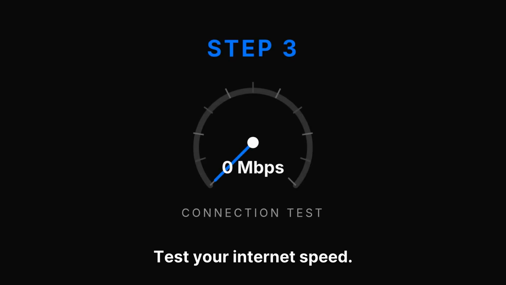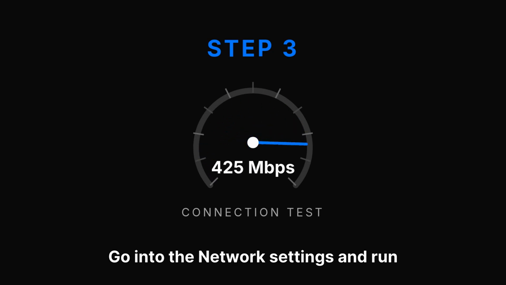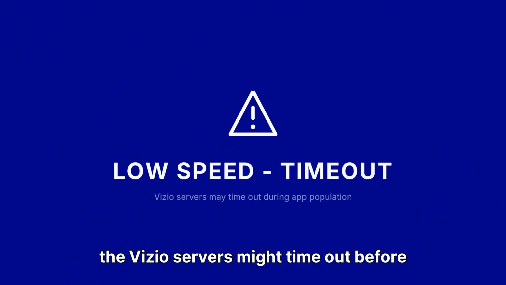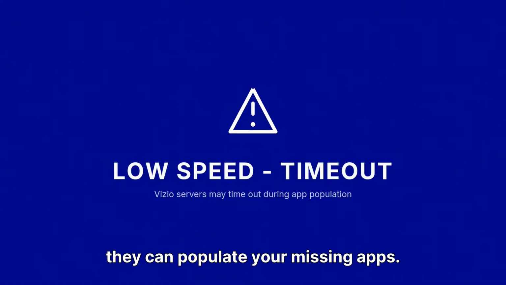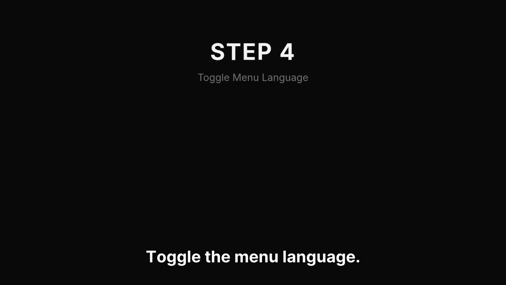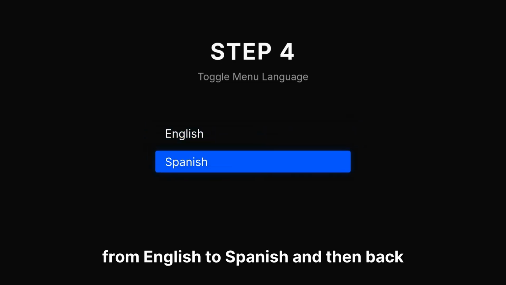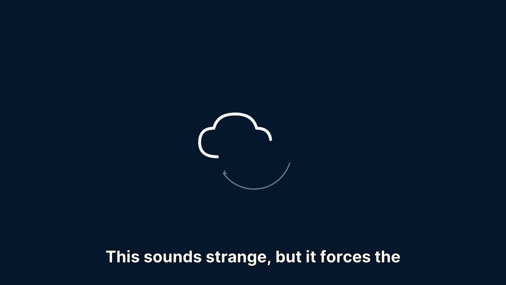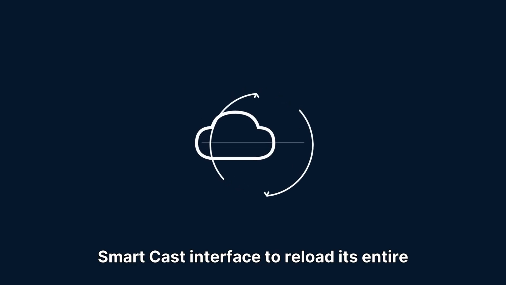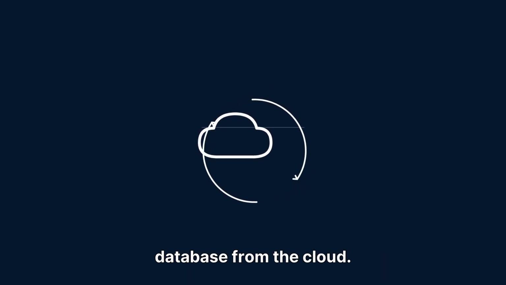Step 3. Test your internet speed. Go into the network settings and run a connection test. If your download speed is too low, the Vizio servers might time out before they can populate your missing apps. Step 4. Toggle the menu language. Go to System and change your language from English to Spanish and then back to English. This sounds strange, but it forces the SmartCast interface to reload its entire database from the cloud.